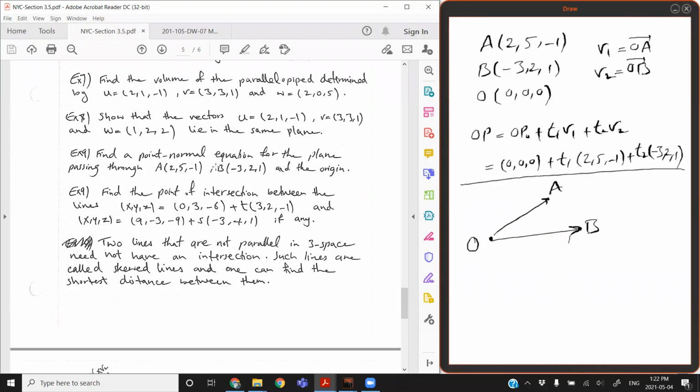However, if I need a point normal equation, then I just need to find a vector that is orthogonal to the plane. So imagine this is the plane that is determined by the vectors OA and OB passing through the origin. A normal vector for that plane would be a vector that is orthogonal to both OA and OB. I can use cross product for that, sure. With i, j, k, if I just cross OA and OB, I'm going to get a vector that is orthogonal to both OA and OB. So I'm going to just cross OA and OB.